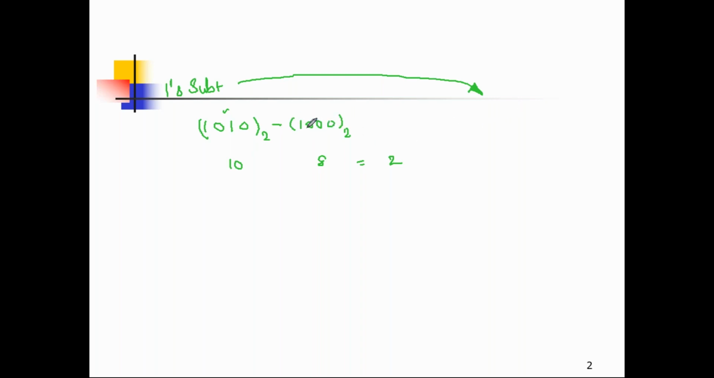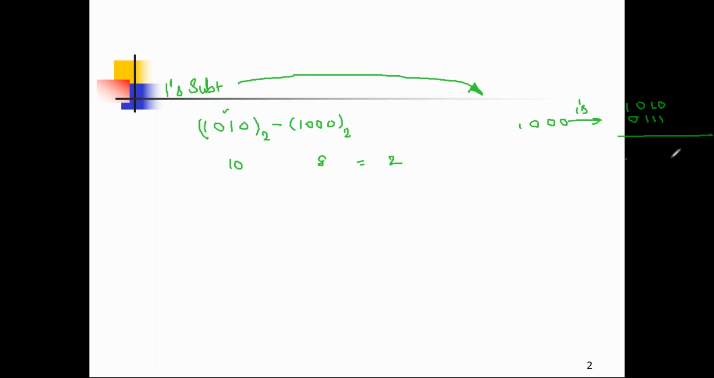That means 1000. So what is its ones complement? First step, you have to take the ones complement for this: all ones into 0, zeros into 1. So 0, 1, 1, 1. Okay, over. Then add this ones complemented value with the first number, 1, 0, 1, 0.